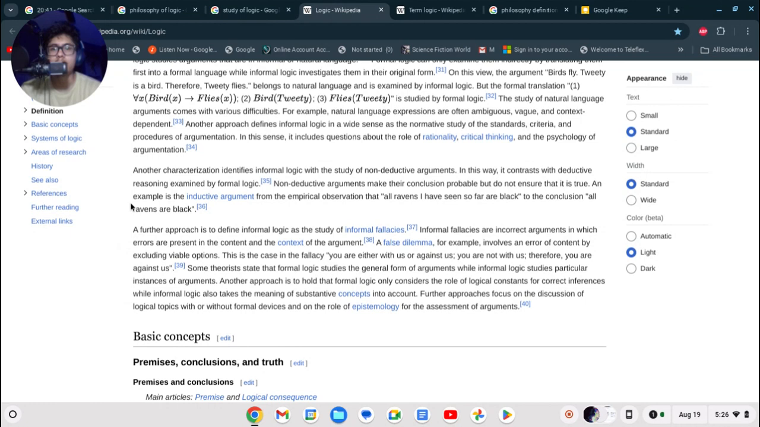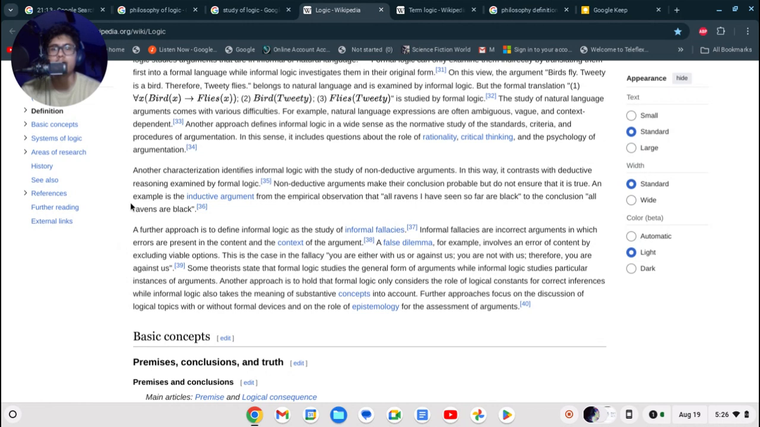Non-deductive arguments make their conclusion probable, but do not ensure that it is true. An example is a non-deductive argument from the empirical observation that all ravens I have seen so far are black to the conclusion that all ravens are black. A further approach is to define informal logic as the study of informal fallacies. Informal fallacies are incorrect arguments in which errors are present in the content of the argument. A false dilemma, for example, involves an error of content by excluding viable options. This is the case of the fallacy: you're either with us or against us. You are not with us, therefore you are against us.